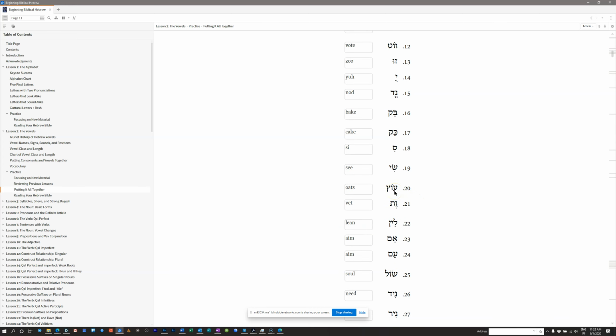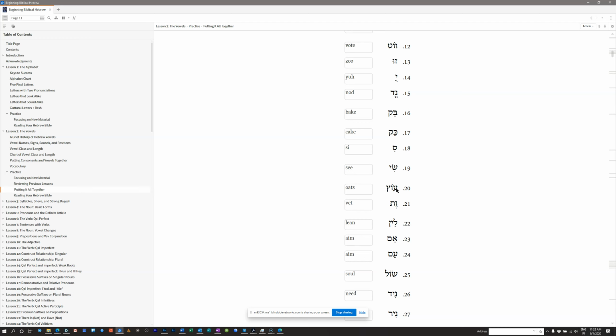Number 20, I would pronounce this as oats. All right, oats. Again, the ayin is basically, in English, there's no sound really. Technically, I guess that is a sound. There is a sound like this in English, but it's not a word. And so for English speakers, it's easier just to make it silent.